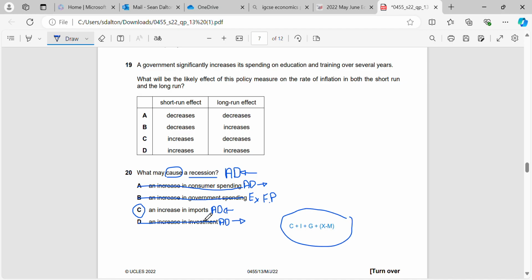So in this case, an increase in imports is M. So if exports stay the same, M will get bigger and X will stay the same. We'll have a reduction here in these components and we'll shift left.